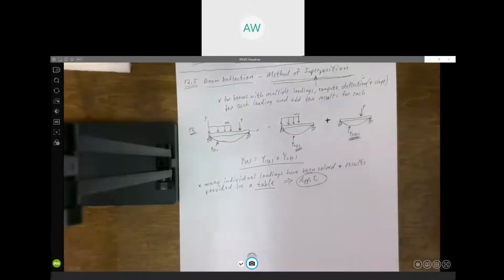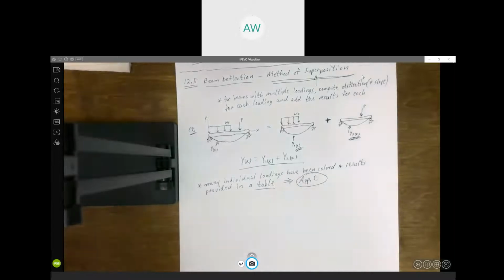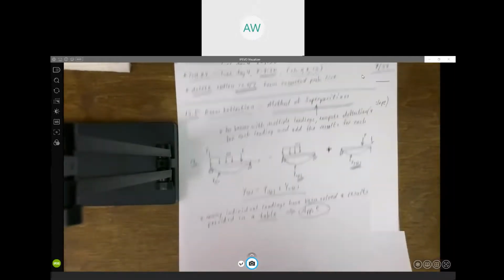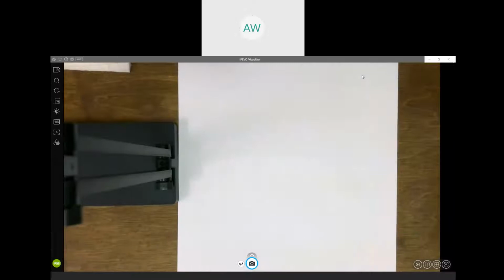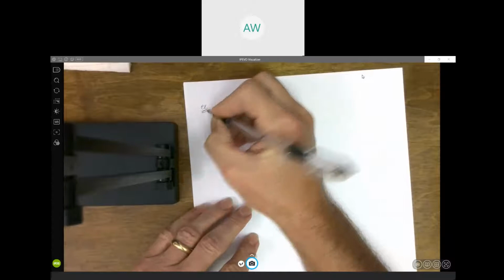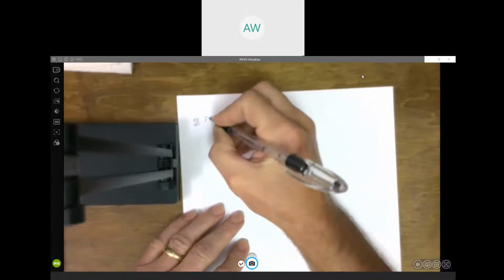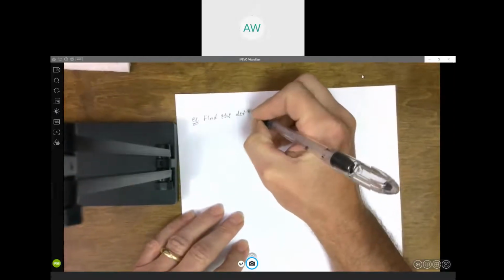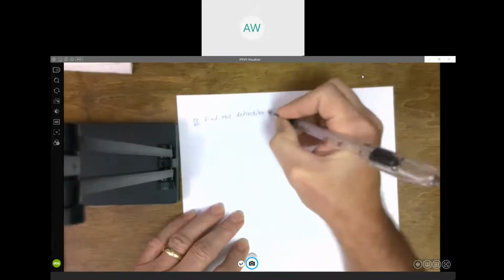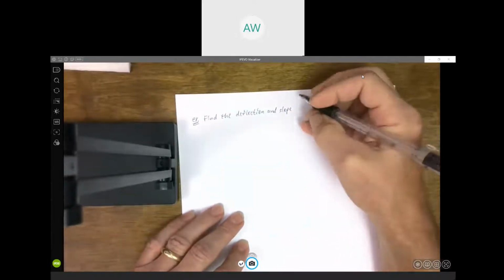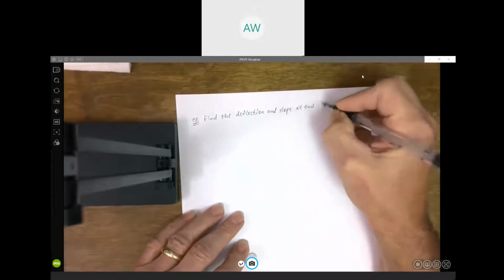All right, so let's look at one. There are some good examples in the book where you can look at those as well, but I'll start on a new page. Let's try this one. We're going to find the deflection, and we'll do the slope as well. So we'll get the deflection and the slope at end B.